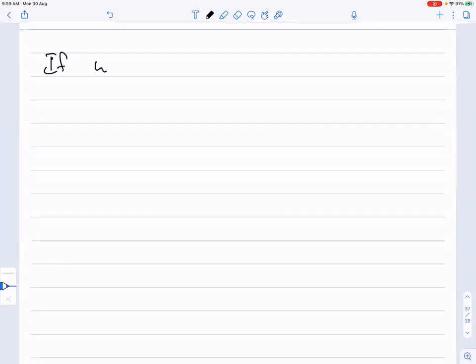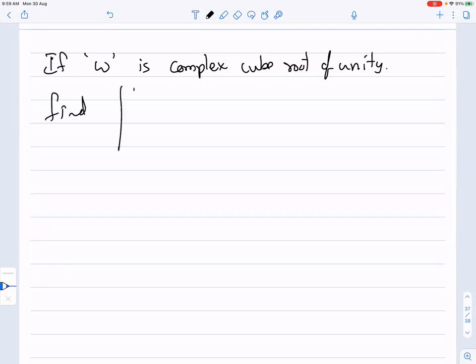If omega is the cube root of unity, complex cube root of unity, unity means 1, right? Find the determinant: 1, omega, omega square; 1, omega square, 1, omega. Right. So we can do this very easily. You can use the standard determinant one result, or you can use Sarrus's expansion also.